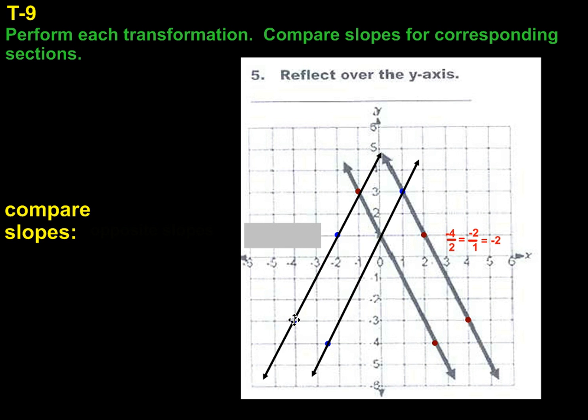Now we'll take a look at the slope for these lines, the new lines we just made. And we are moving up 1, 2, 3, 4 and over 1, 2. So that means that we have a slope of 4 over 2, which reduces to 2 over 1, which reduces to 2. So we have a slope of 2 on this side and a slope of -2 on this side. And how do they compare? They're opposites.